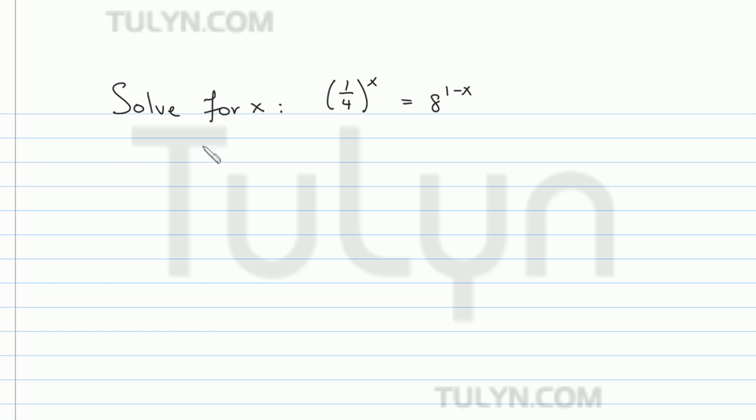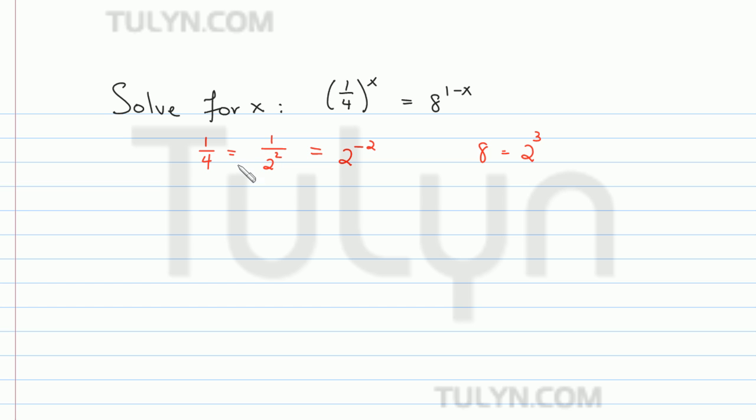So notice that a fourth you can rewrite as (1/2) squared, right? But what's (1/2) squared? Well, it's 2 to the -2 power, because the negative in the exponent just gives you the reciprocal, right? So we have that, and furthermore, we can write 8 as 2 to the 3rd power.